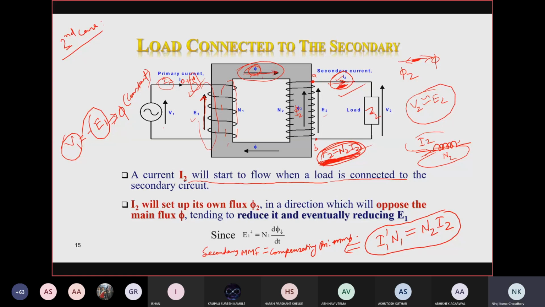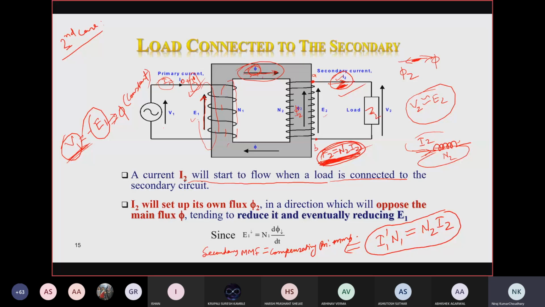ठीक है? अब अगर phi reduce होगा, then it means that there will be a reduction in E1, because flux phi के linkage से E1 induce हो रहा था primary coil के across, ठीक है? And if E1 will reduce, what will happen? It will directly affect the source, क्योंकि source voltage जो है वो equal in magnitude to the induced EMF across the primary coil, that is E1. So in order to keep this E1 and phi constant, you will have to take more current, additional current from the source, that is I1 dash, ठीक है?